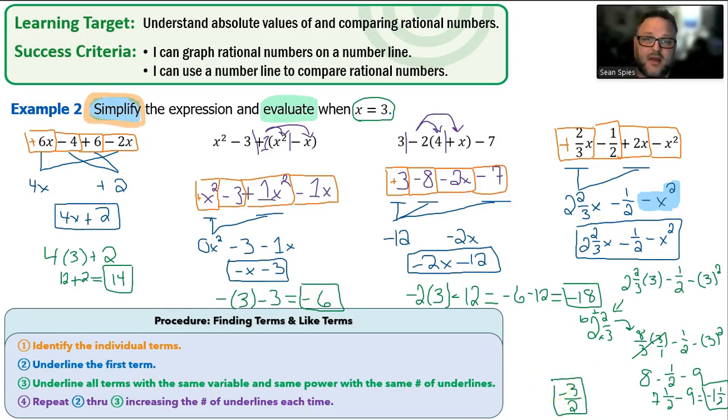At this point in math and moving forward, a mixed number and an improper fraction are the same thing, and we actually prefer improper fractions, and we'll be discovering why a little bit later this year. That does it for being able to simplify and evaluate with terms and like terms.